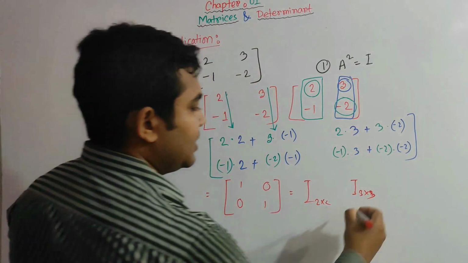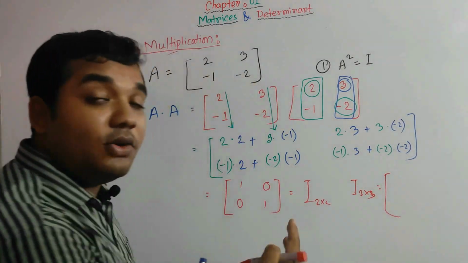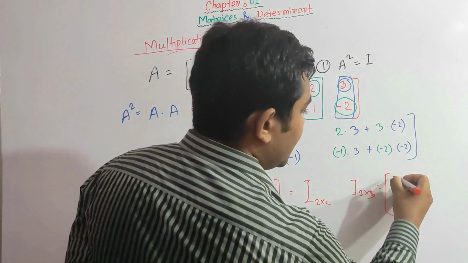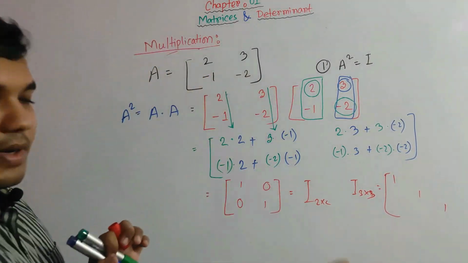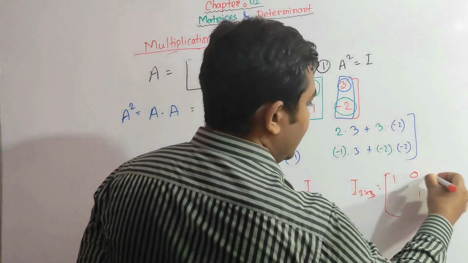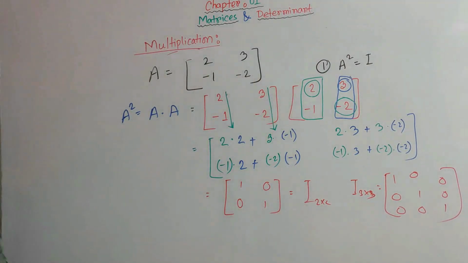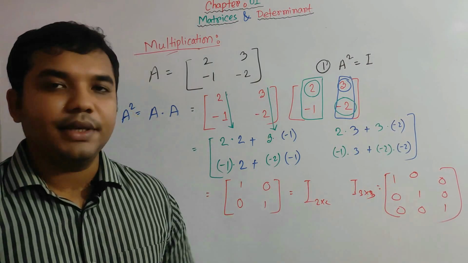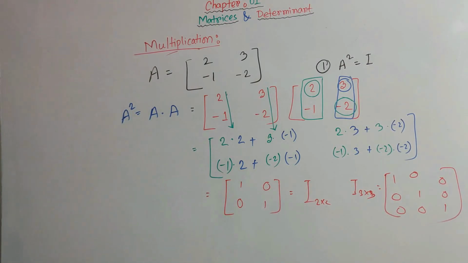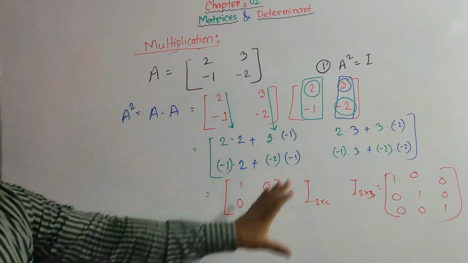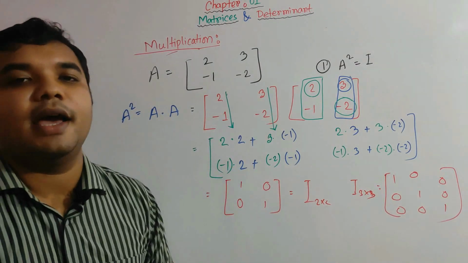I3 by 3 means what? I3 by 3 means there are 3 rows and 3 columns. Just on our principal diagonal, write 1, and give 0 elsewhere. This is the I3 matrix. Now we have already completed our multiplication part, and I have one example to do.